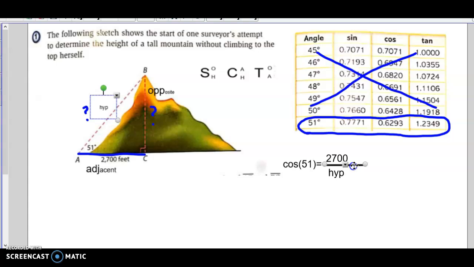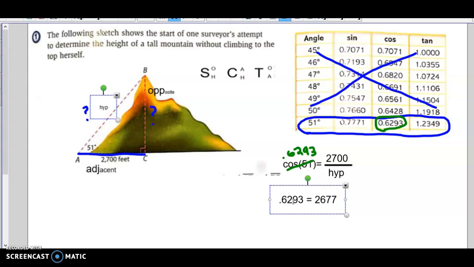So the first thing I want to do is make this not look like cosine 51, and replace it. I know that the cosine of 51 degrees is equal to 0.6293. You guys see it? And I'm just going to rewrite my whole thing. So I'm going to have 0.6293 is equal to my answer, 2,700 over the hypotenuse. I know it's not perfect. I wish I had a little editor the way I want it, but I don't.